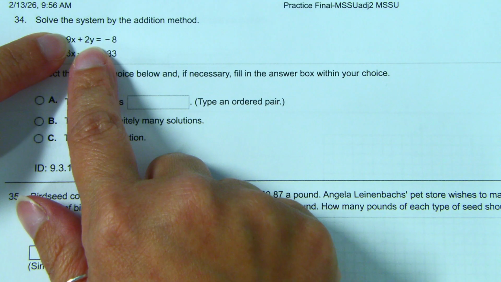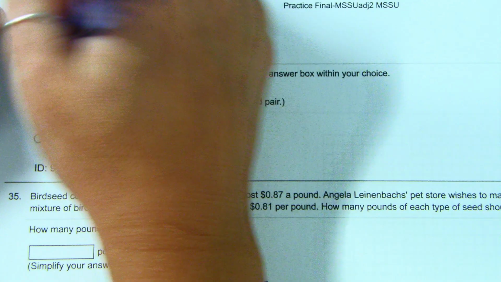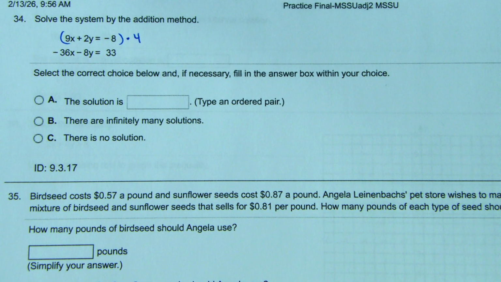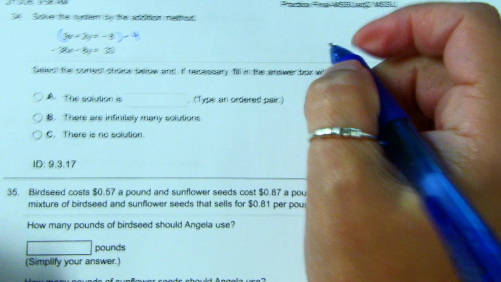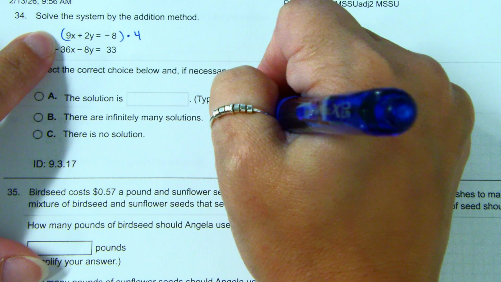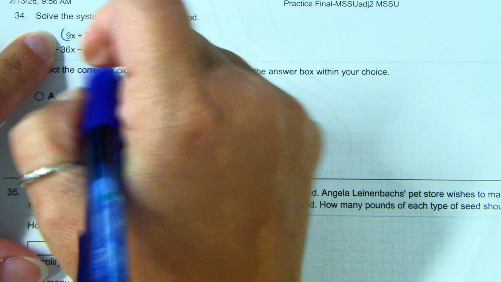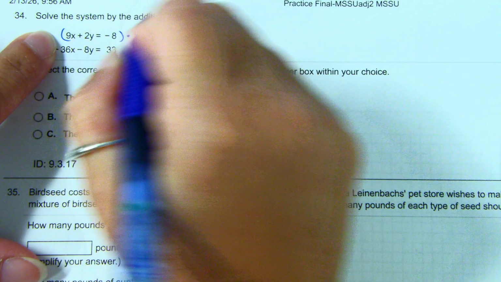So I'm going to end up rewriting that second equation again, because I'm going to have to do it over here. But 9 times 4 is 36x, plus 2y times 4 is 8y, equals a negative 8 times 4, which gives me a negative 32. Bottom equation staying exactly the same, so I'm just rewriting it so that it is underneath. And then I'm ready to do my big vertical addition.